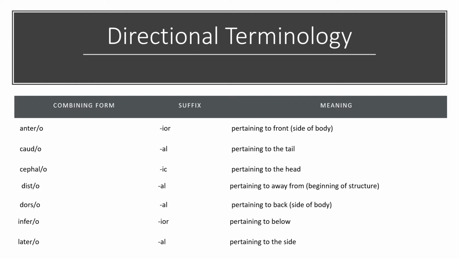Superior means pertaining to the front side of the body. Caudal means pertaining to the tail. Cephalic means pertaining to the head. Distal means pertaining to away from the beginning of a structure. Dorsal means pertaining to the back side of the body. Inferior pertaining to below. And lateral pertaining to the side.